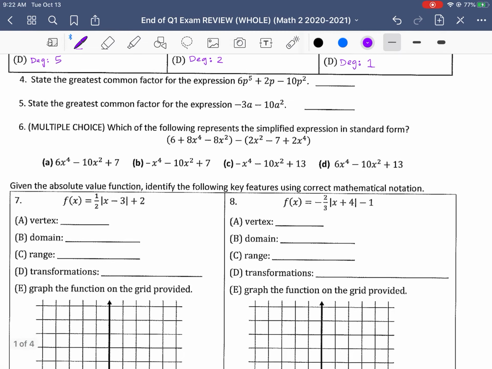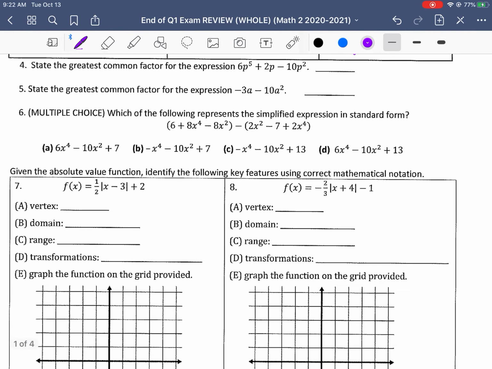Number 4, state the greatest common factor for the expression. So we've practiced a lot with greatest common factors lately, just finding something that divides out of every term. So it looks like 6, 2, and negative 10 are all even numbers that divide by 2. And they all have at least 1p, so we are going to have a greatest common factor of 2p.